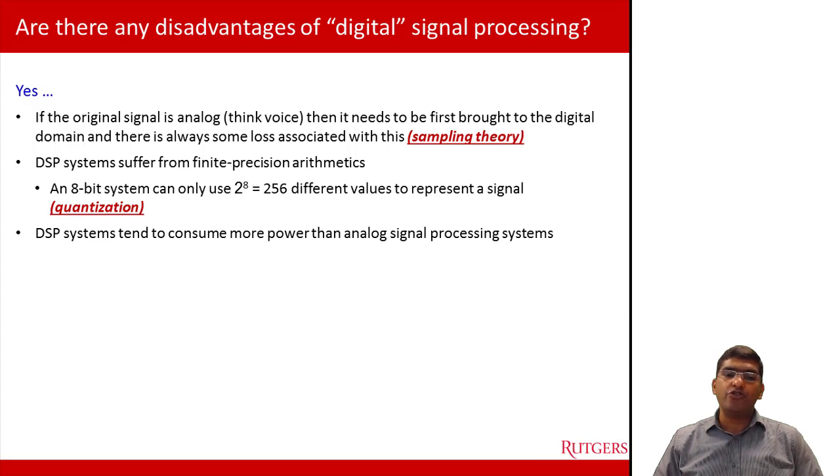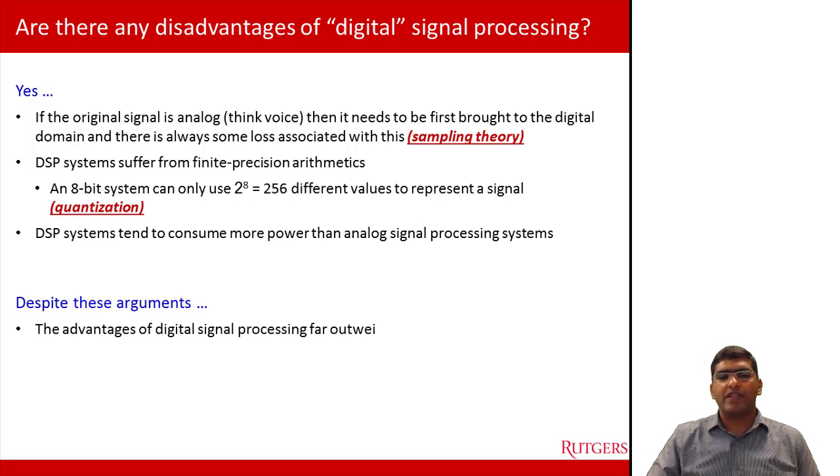DSP systems tend to consume more power than analog signal processing systems. They have more power requirements. Now, despite all these arguments, the reality is that the advantages of digital signal processing far outweigh its disadvantages. You will get people who will argue, for example, that disadvantages are way more in certain applications, but these disadvantages are getting lower day by day.